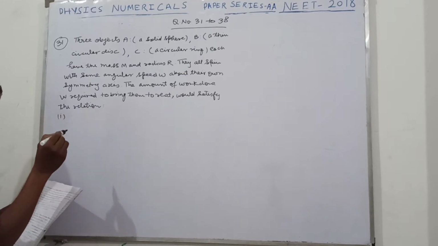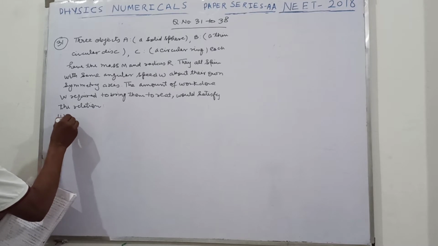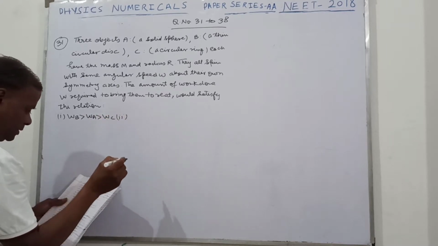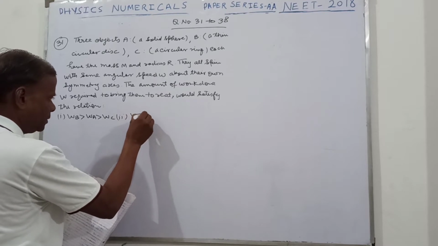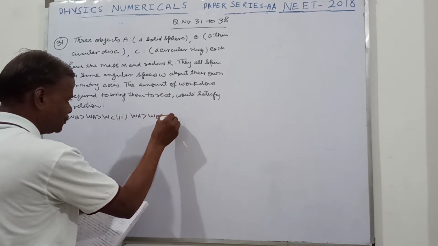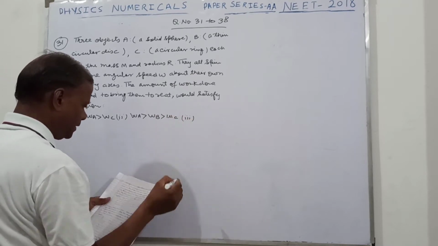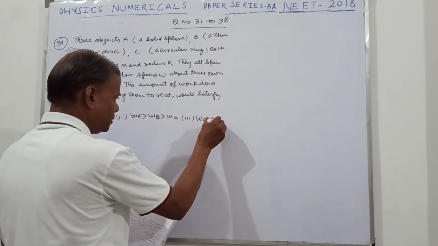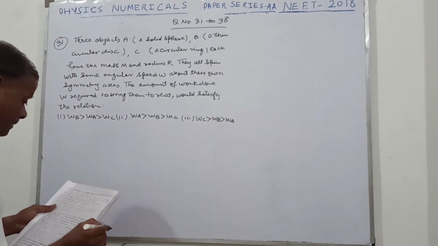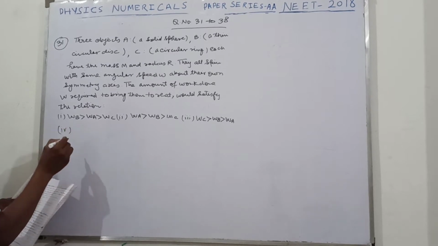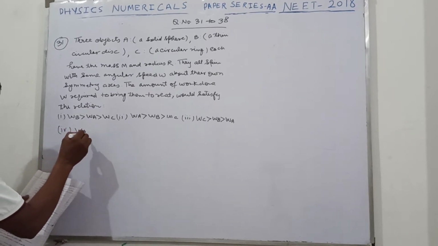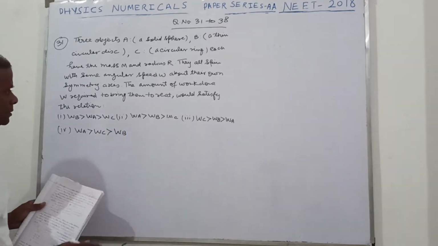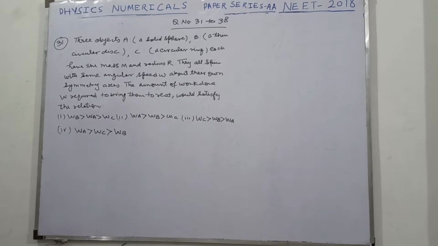Now the first option is WB greater than WA greater than WC, the second is WA greater than WB greater than WC, the third is WC greater than WB greater than WA, and the fourth option is WA greater than WC greater than WB. This is the relation.